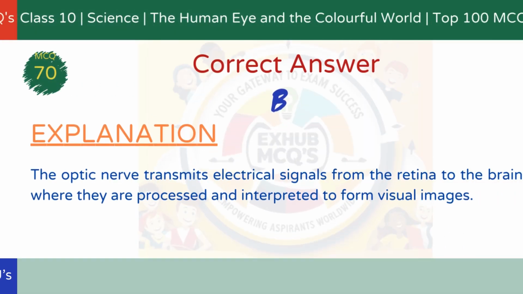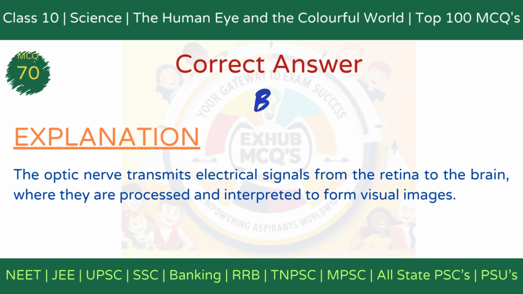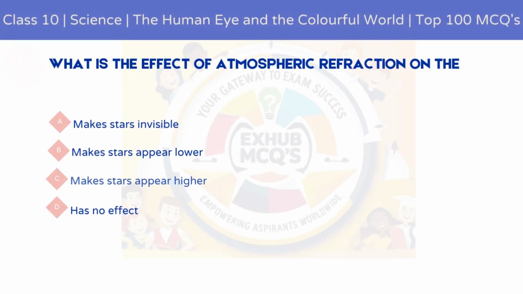The correct answer is option B, transmits signals to the brain. Explanation: The optic nerve carries electrical signals generated by the retina to the brain, where they are processed and interpreted to form visual images. MCQ 71.